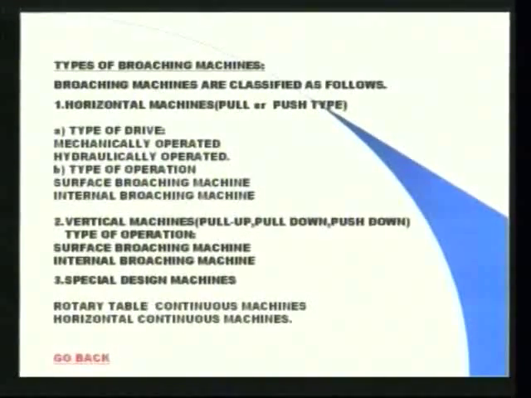If we come to vertical machines, according to type of operation, they may be classified as surface broaching machines, internal broaching machines. Special design machines are classified as follows: rotary table continuous machines, horizontal continuous machines. Now we discuss about horizontal broaching machine.